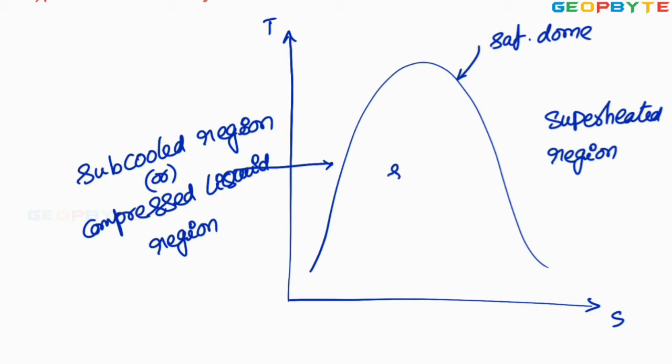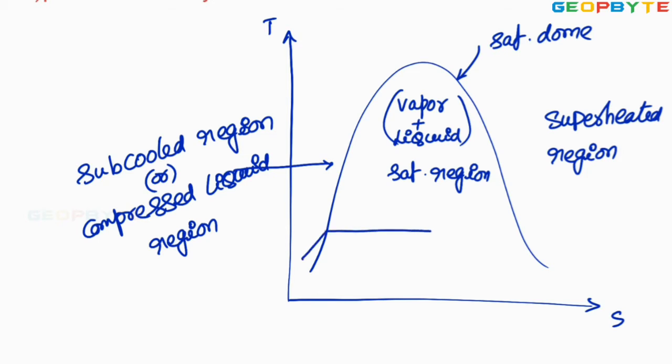And this is the saturation region. Within the saturation region, two-phase mixture means vapor plus liquid available. For knowing the condition of saturated vapor, let this be the constant pressure line. Let that pressure line P equal to some 10 bar.